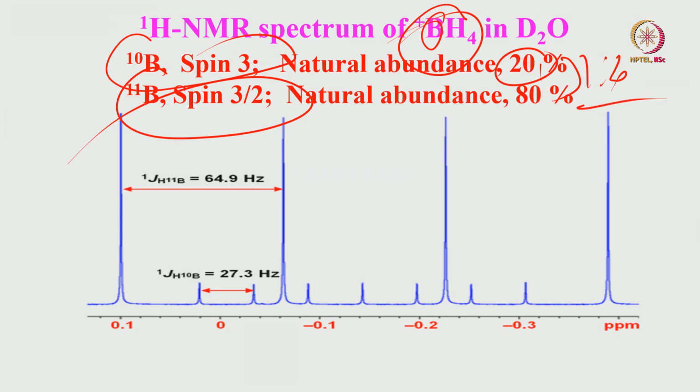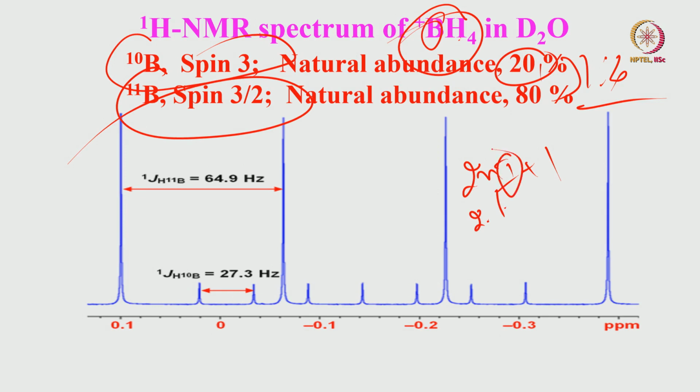And boron will split this proton. I am looking at the proton, but it is coupled to boron. And what is the multiplicity pattern you get? Simply, let us put the 2nI+1 rule. Even though there is chemical equivalence, I am talking about only one boron. Put n equal to 1.